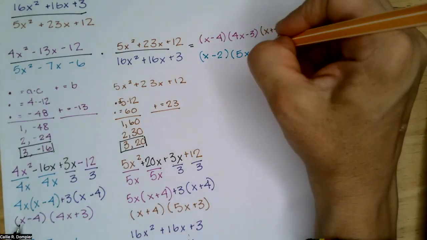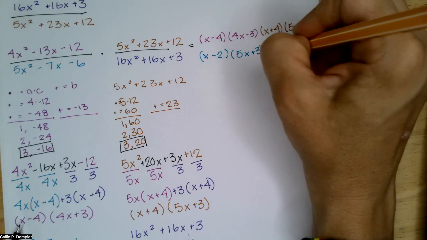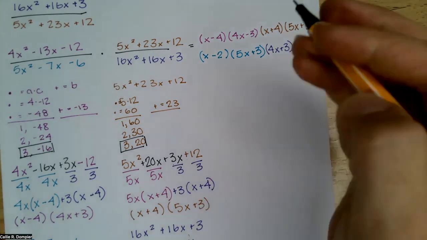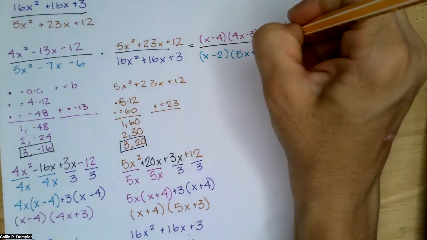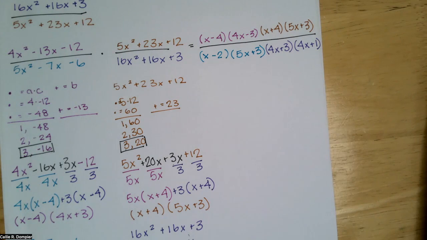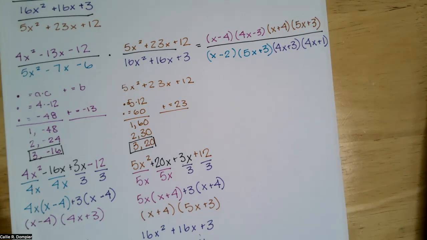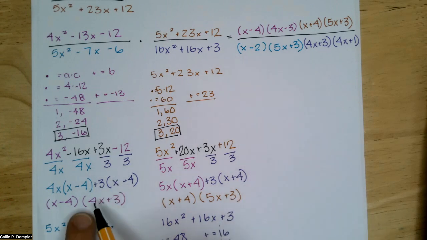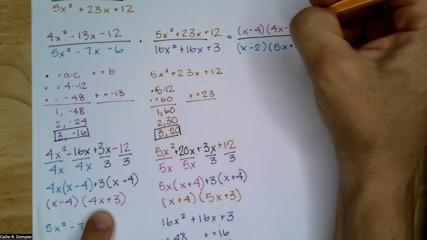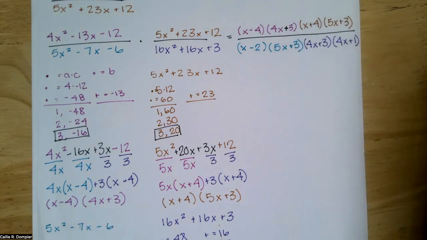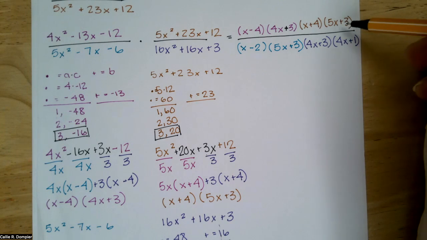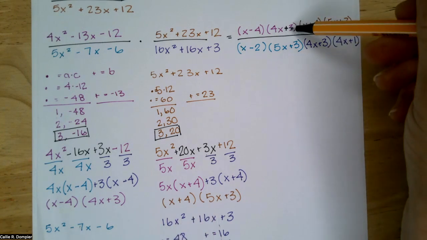I'll write that up here: 4x plus 3, 4x plus 1. What is it? I did something slightly wrong. I thought it was weird that more didn't cancel. It's x minus 4 times 4x plus 3. These all have to be positive.